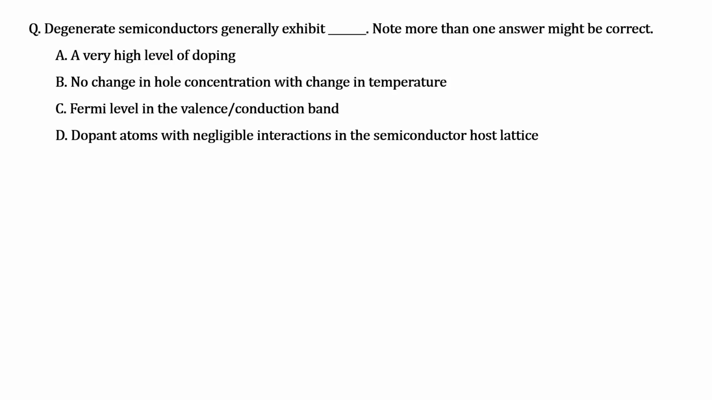Degenerate semiconductors generally exhibit dash. Not more than one answer might be correct. Option A: a very high level of doping. Option B: no change in hole concentration with change in temperature. Option C: Fermi level inside the valence band or conduction band. Option D: dopant atoms with negligible interactions in the semiconductor host lattice.